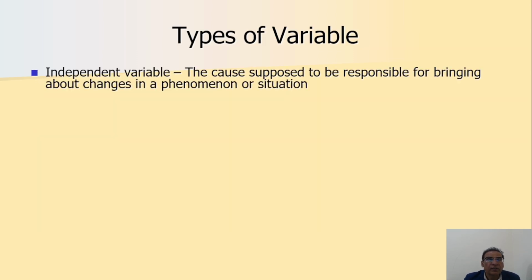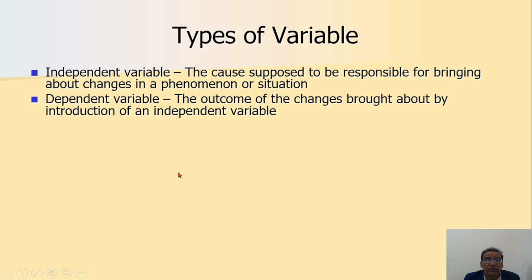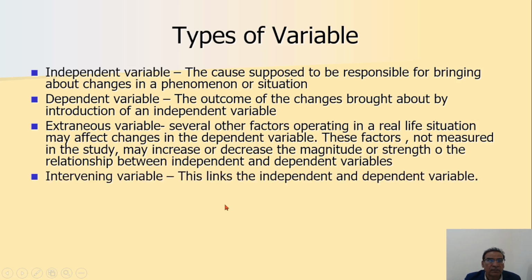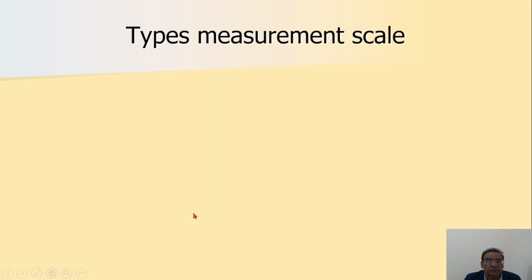Types of variables. Independent variable: the cause supposed to be responsible for bringing about change in a phenomenon. Dependent variable: the outcome of the change brought about by the introduction of the independent variable. Extraneous variables: several other variables which operate in a situation. Intermediate variable: the link between the independent and dependent variable.